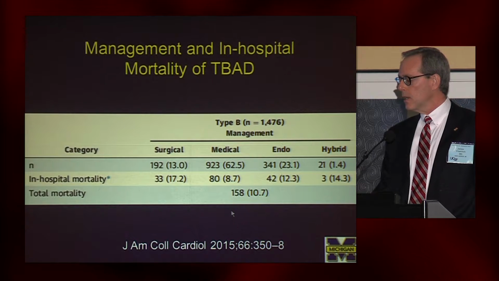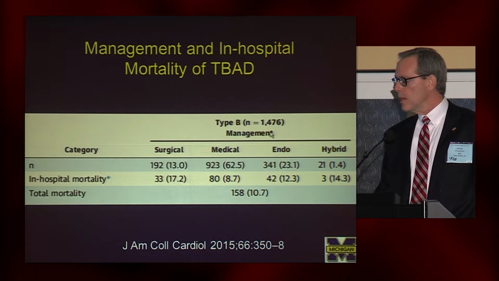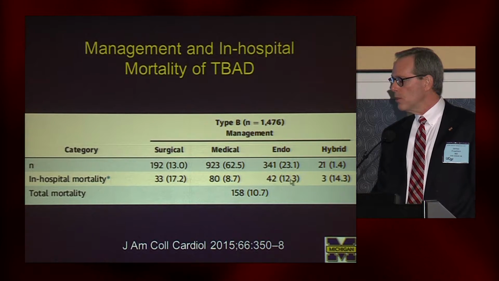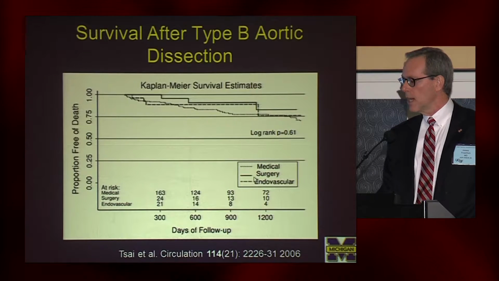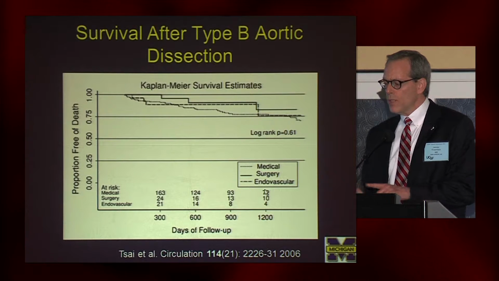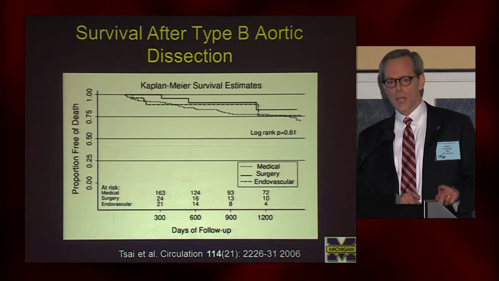This is a more recent cut of the data which shows similar trends. Overall mortality about 10% in 1,500 type B aortic dissections. Those undergoing endovascular treatment, 12%. Surgical mortality has gotten somewhat better, but the numbers have gotten dramatically smaller as most are managed either medically or endovascularly now. So let's transition to chronic care.